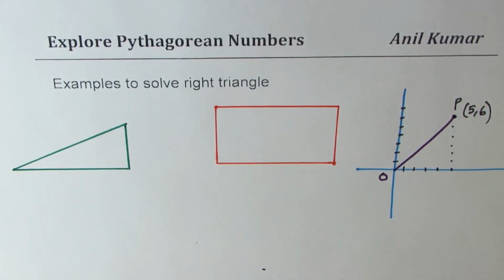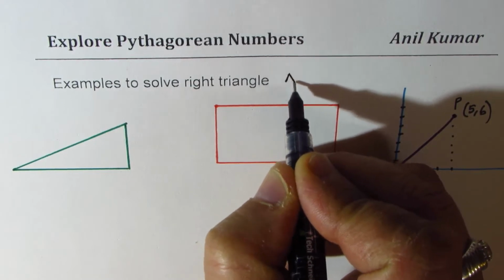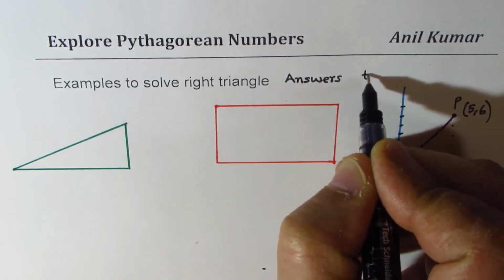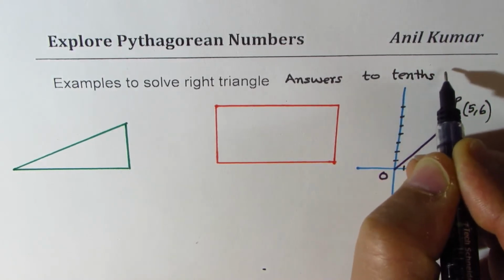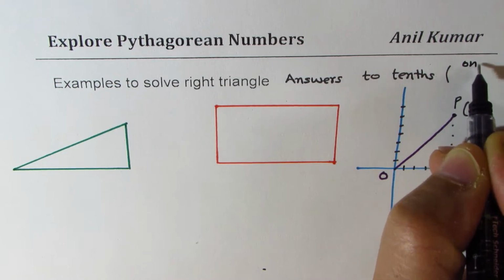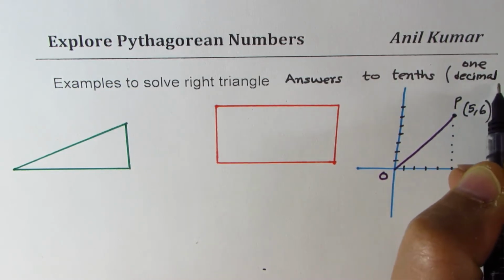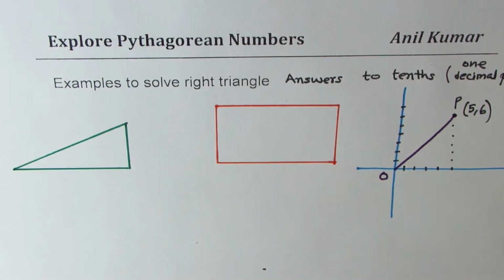We'll solve these right triangles and use a calculator, right? So we'll find the answer to tenths. That means 1 decimal place. So now you need a calculator to answer these questions. Let me write down the questions.